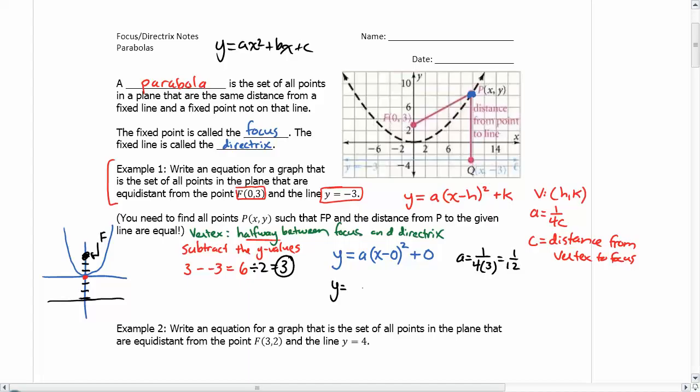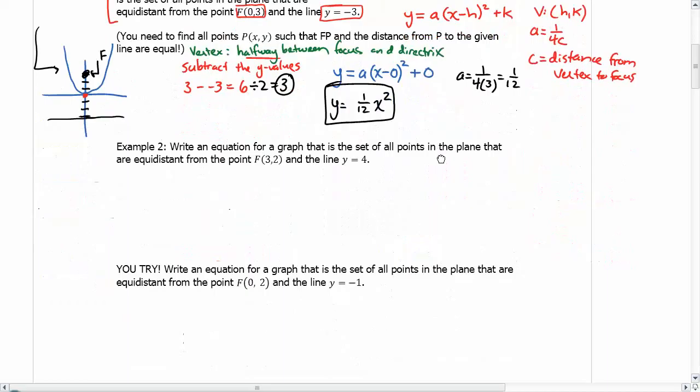Let's simplify this and fill in a couple more things. a is 1/12. x minus 0 is just the same thing as x, so we can just say x squared. Plus 0 doesn't change anything either, so let's drop that. The only other thing we need to remember is, does it open up or down? We already said it opens up because it has to catch that focus from our graph. So this right here is going to be your final answer.